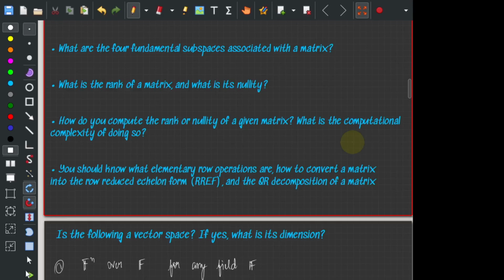Suppose I give you an arbitrary matrix and I ask you to compute the rank or the nullity for that matter. How would you compute this?